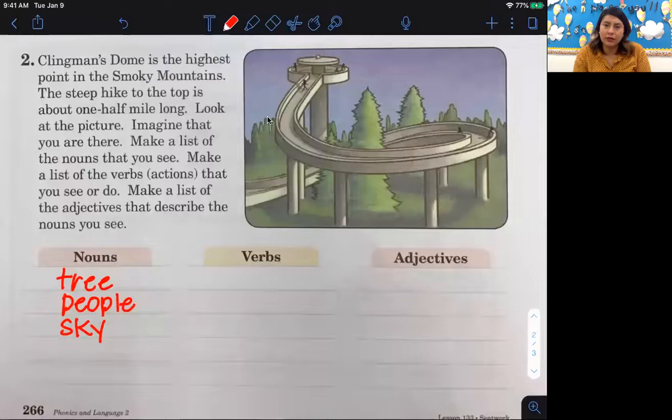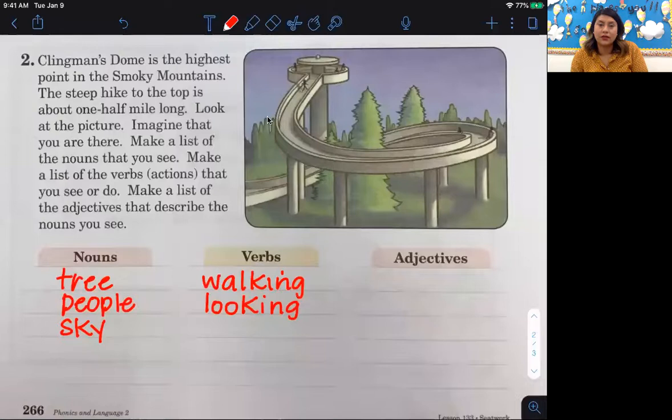Okay, what about verbs? What are the people doing? Walking. Are they looking out? Yeah, looking, observing, watching, all those things. What about adjectives? What is describing the trees? There's large trees. Are there a little bit of trees? 2 trees? Lots of trees? Many trees? How about people? Lots of people or just a few? Few people, or you can even write the number. Let's count them. 1, 2, 3, 4, 5, 6 people.